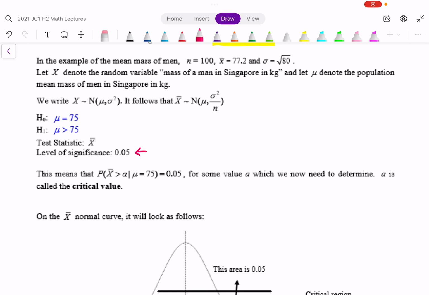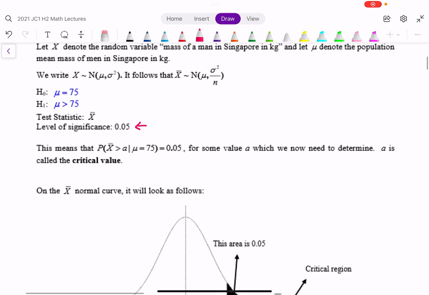So what does this 5% mean? It gives me a probability. It gives me the area of the critical region. And like we said previously, the boundary is what we call the critical value.